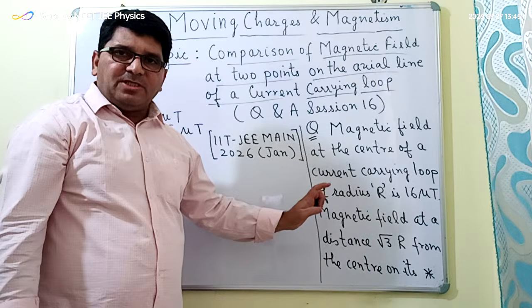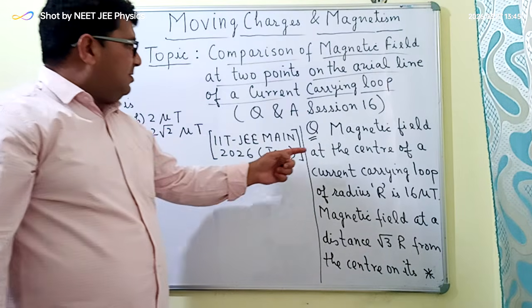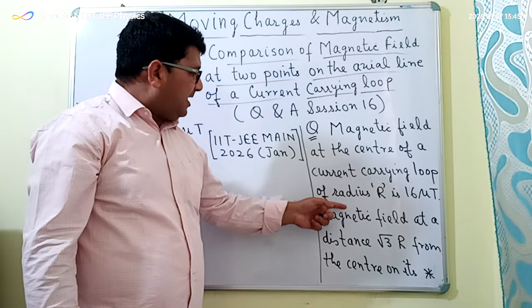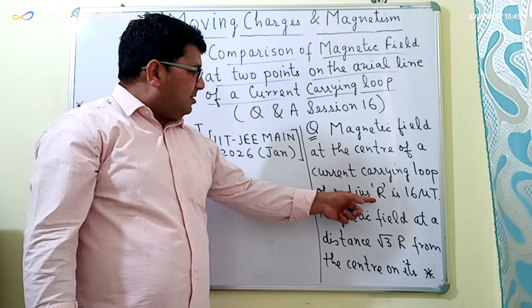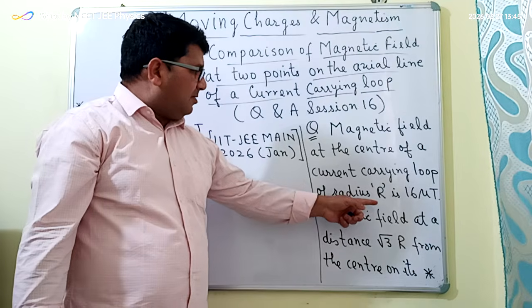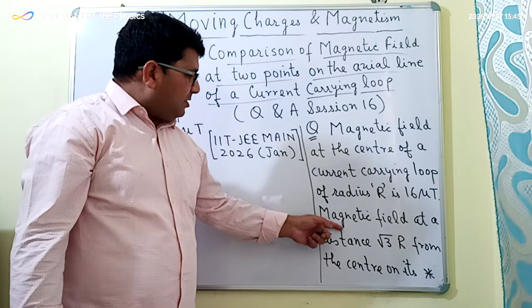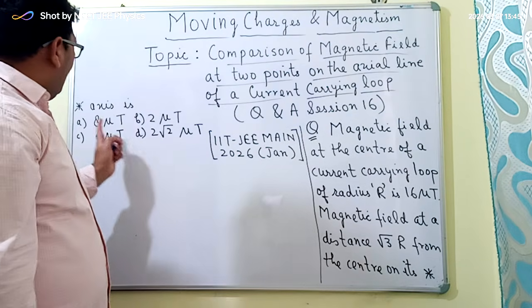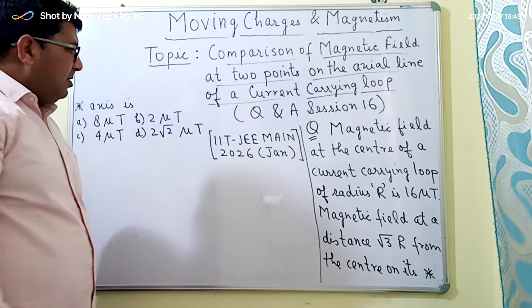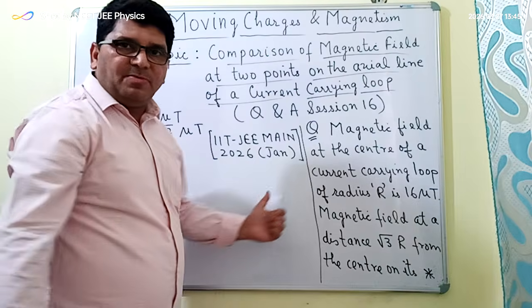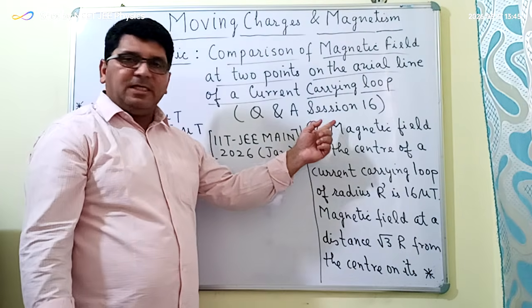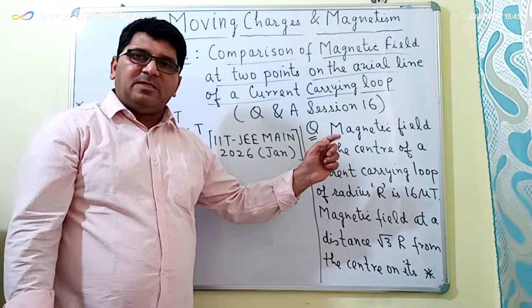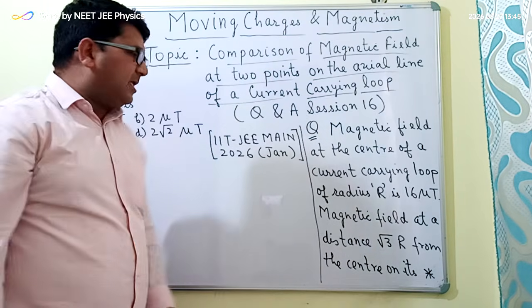The question is very simple. The magnetic field at the center of a current carrying loop of radius capital R is 16 micro Tesla. So the magnetic field at a distance root 3r from the center on its axis is? This session is based on session number 13, in which we derived the equation for the magnetic field at any point on the axial line of a current carrying loop.